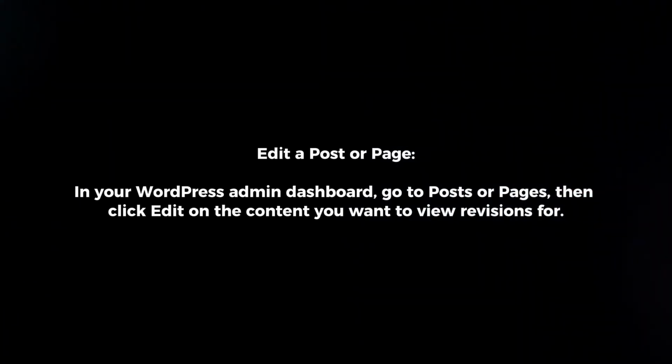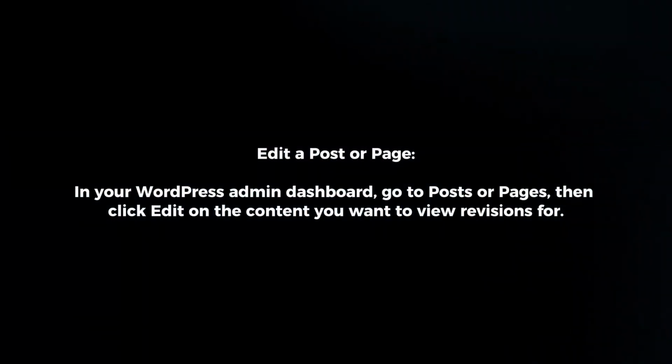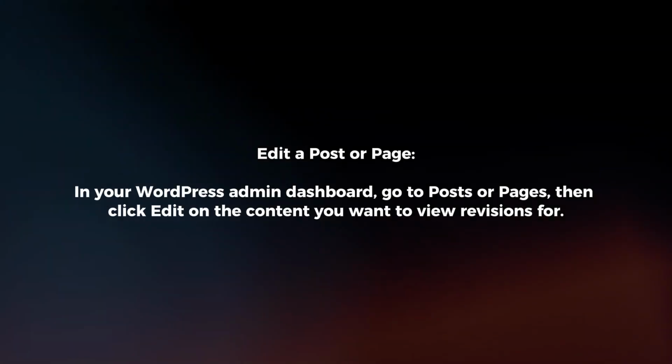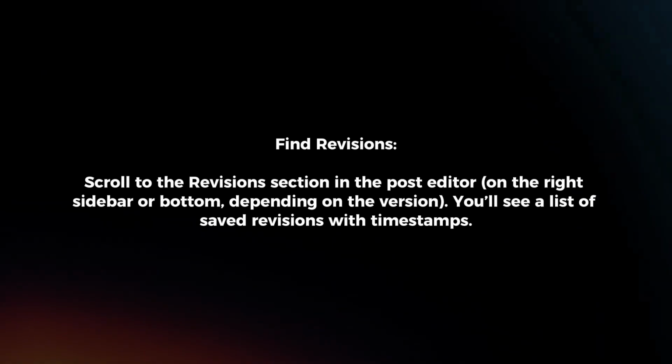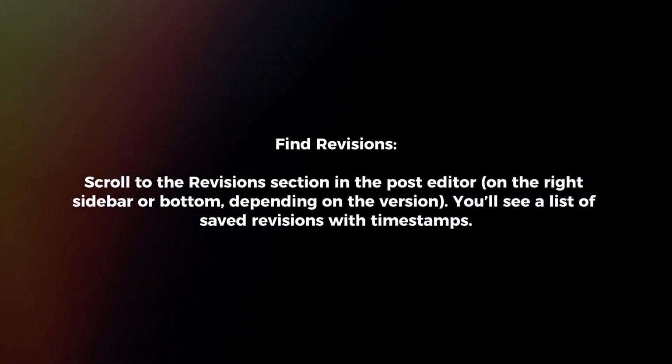Edit a post or page. In your WordPress admin dashboard, go to Posts or Pages, then click Edit on the content you want to view revisions for. Find Revisions. Scroll to the Revisions section in the Post Editor. You will see a list of saved revisions with timestamps.